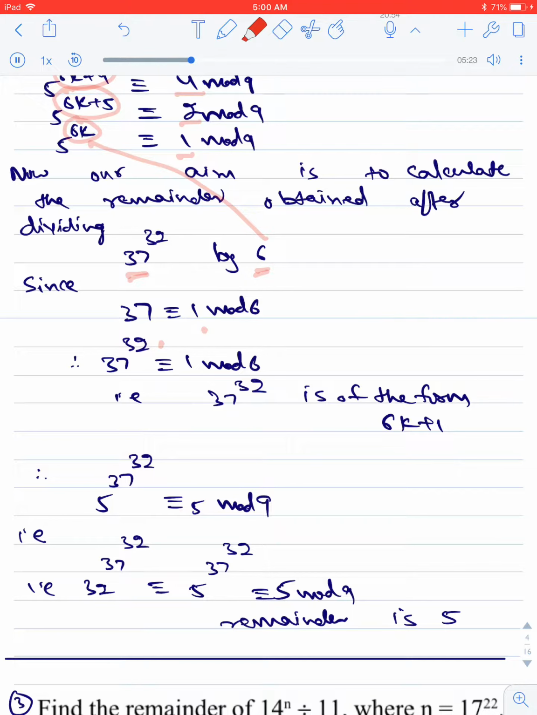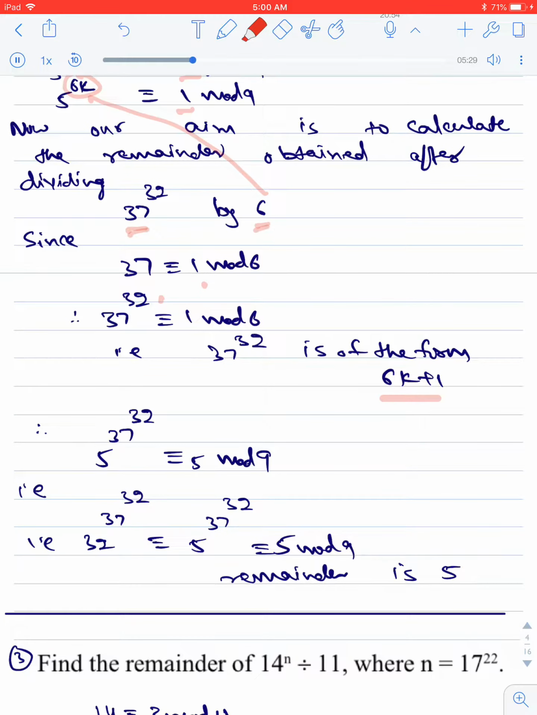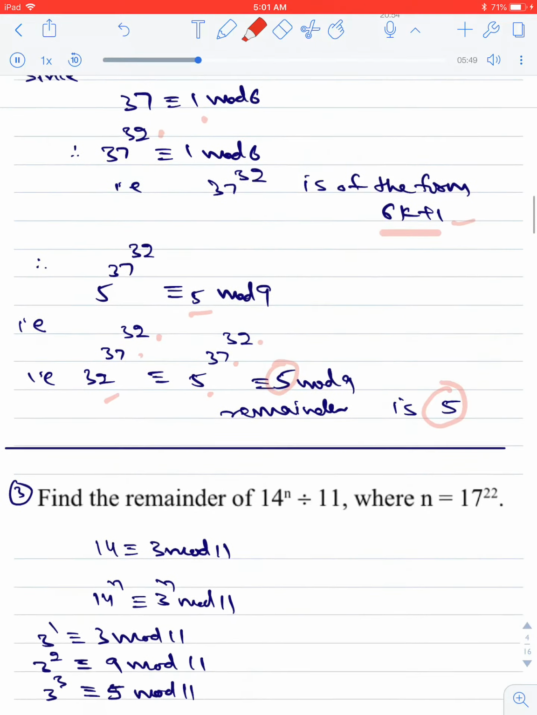Therefore 37 raised to 32 is of the form 6k plus 1. So 5 raised to 37 raised to 32 is of the form 5 raised to 6k plus 1, which leaves the remainder 5, that is 5 mod 9. Now 32 raised to 37 raised to 32 is congruent to 5 raised to 37 raised to 32, which is congruent to 5 mod 9. So the remainder obtained is 5 here.